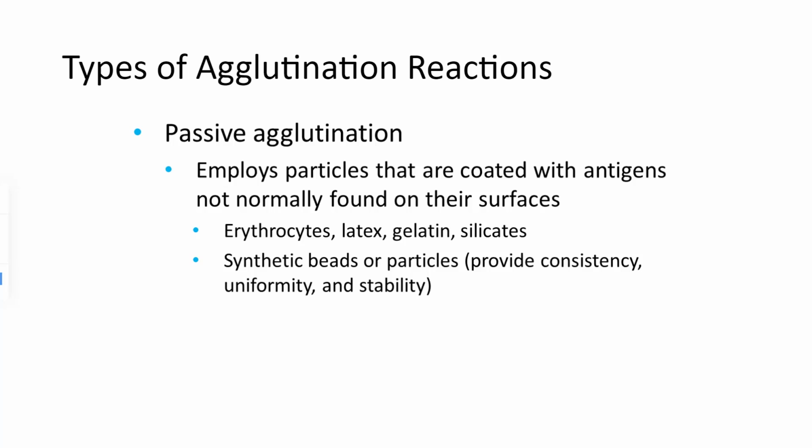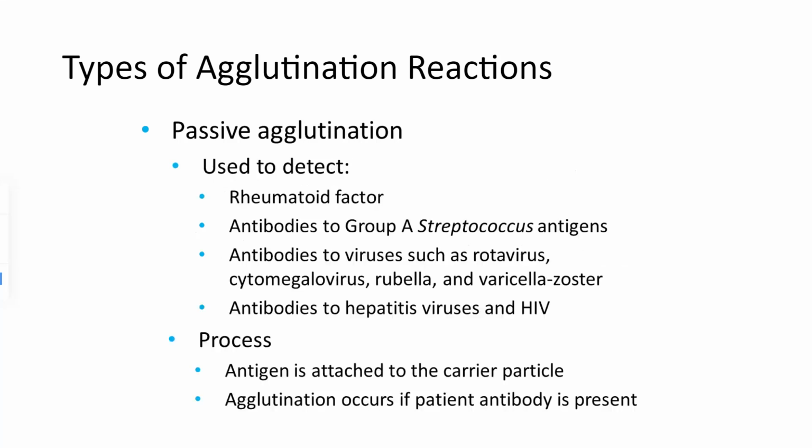Passive agglutination employs particles that are coated with antigens not normally found on their surfaces. Erythrocytes, latex, gelatin, silicates, synthetic beads or particles provide consistency, uniformity, and stability. Passive agglutination is used to detect rheumatoid factor, antibodies to group A strep antigens, antibodies to viruses such as rotavirus, cytomegalovirus, rubella, and varicella zoster, and antibodies to hepatitis viruses and HIV. The process: antigen is attached to the carrier particle. Agglutination occurs if patient antibody is present.